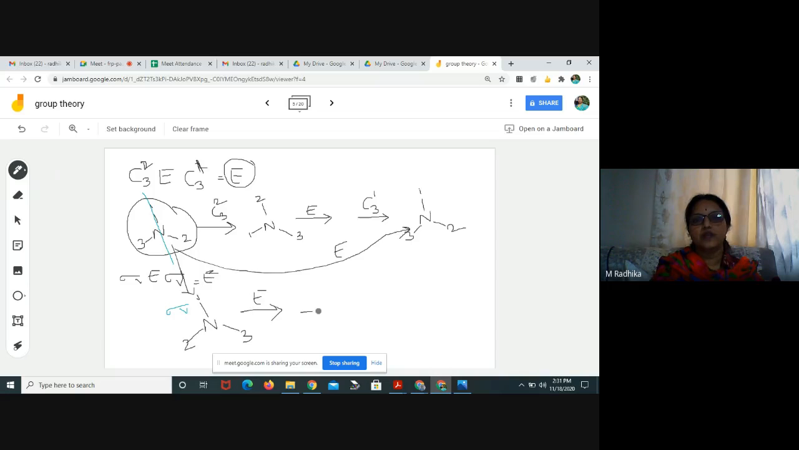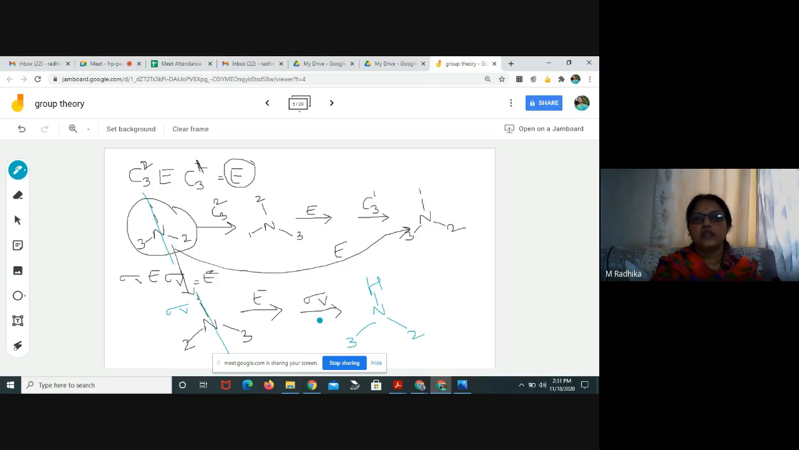Then followed by again one more sigma V. So what happens when I do again sigma V? Sigma V is again, I'm telling that the plane is along the first hydrogen. So this is the plane. Whenever I do this, what do I get back? I get back nitrogen. Hydrogen is in the same place. Then only 2 and 3 hydrogens are reflected. So I will get 3 here and I will get 2 here.